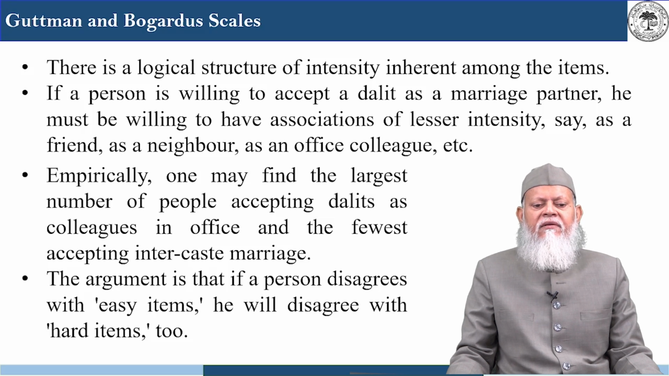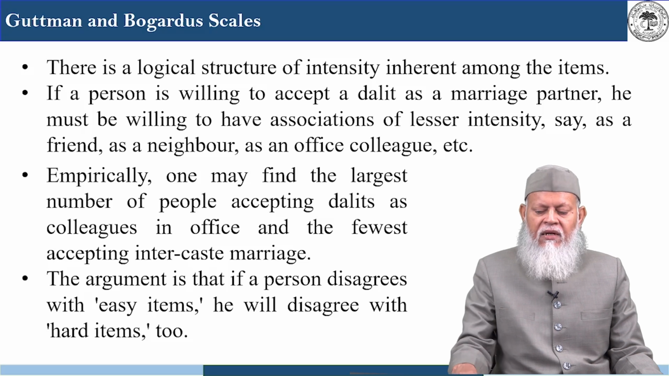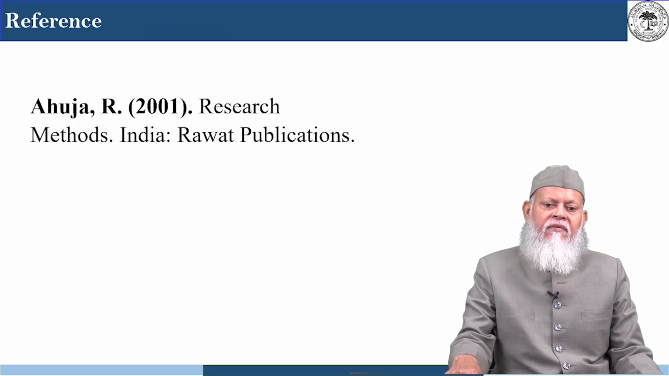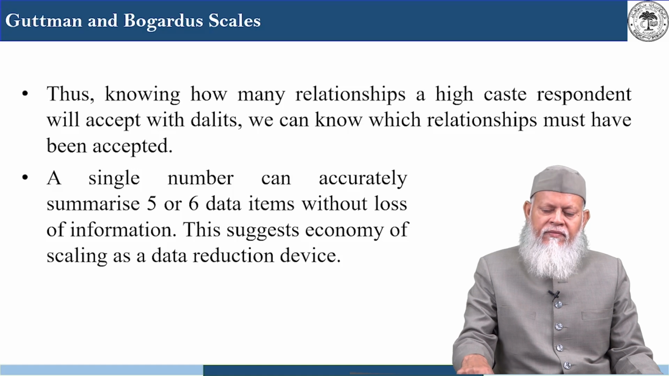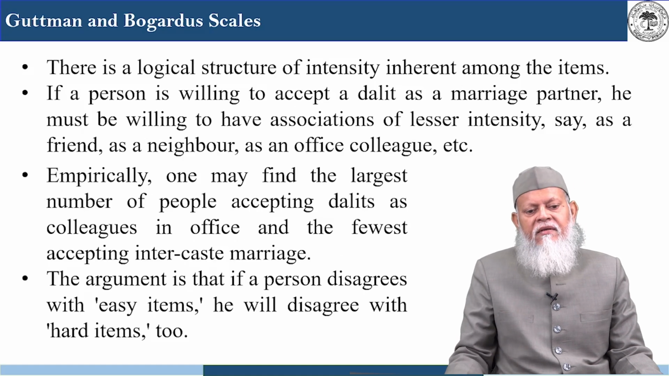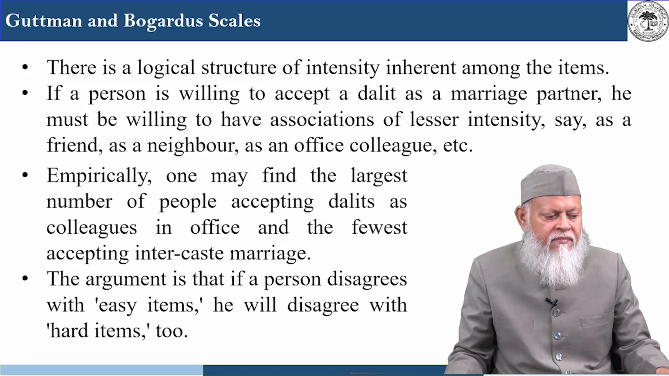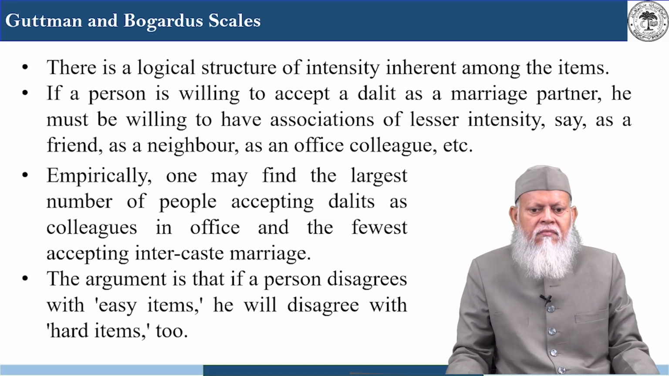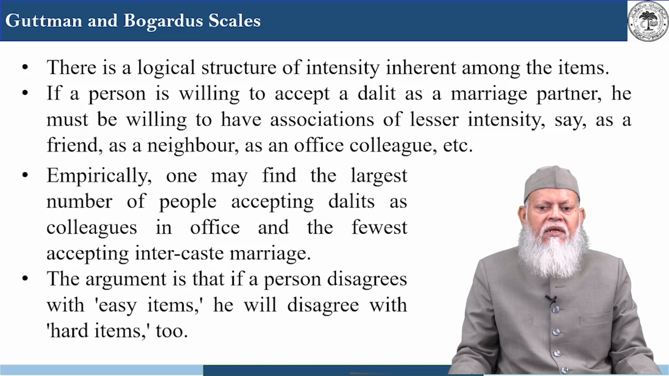So, the argument is that if a person disagrees with easy items, he will disagree with hard items too. And if a person agrees with hard items, he would agree to the easy items also. And this is why we are seeing this example here. So, this is a scale which is very useful in social research.